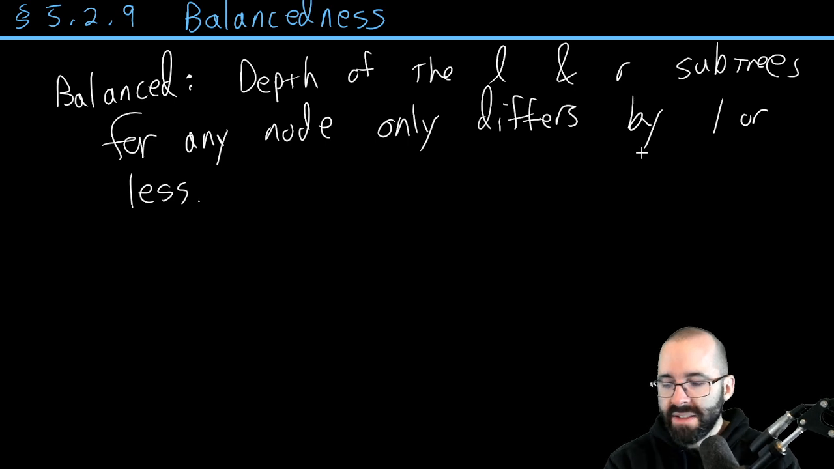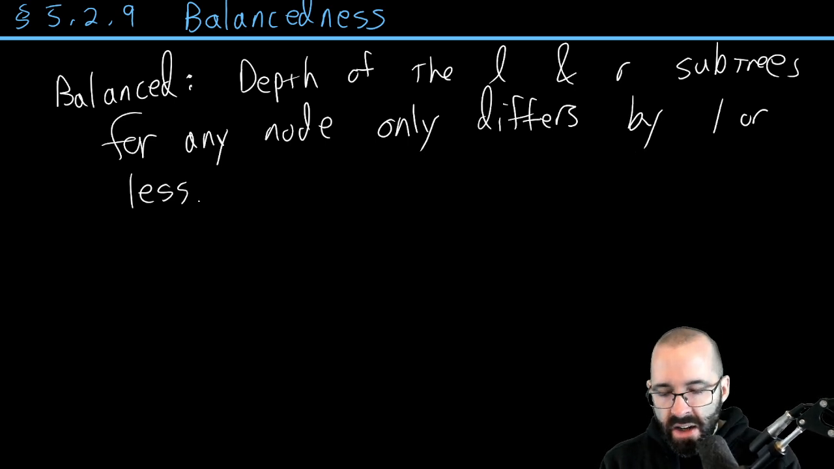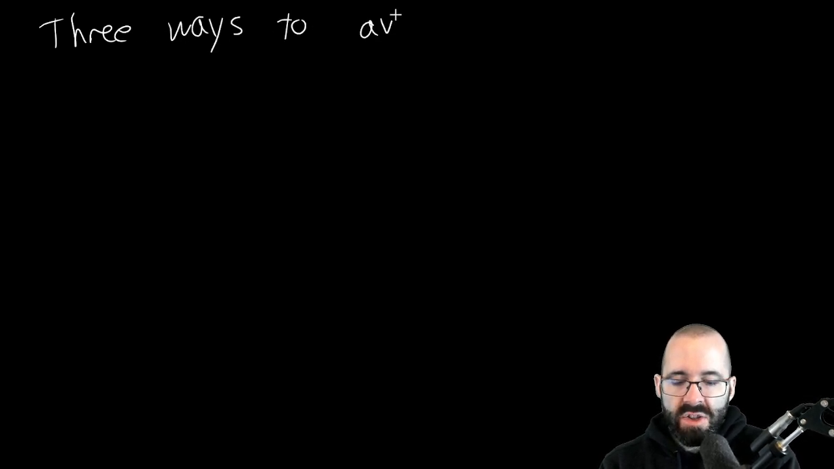So there's a few ways to deal with making sure things are balanced, and that's what we're going to talk about next. Again, not going to go super in depth in this, just ways to think about it. There's 3 ways to avoid this issue of getting unbalanced trees.